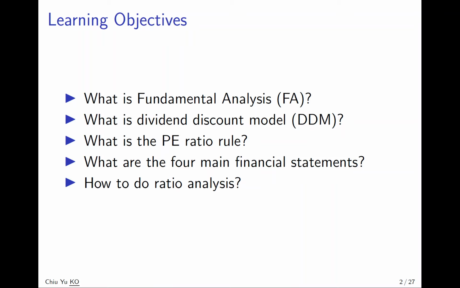But very often we may want to do in-depth analysis, and when you want to do more detailed analysis, you really need to look at more detail of the company. So you have to look at their financial statements, and we will go over very briefly the four main financial statements and understand them and try to get data from them. And that naturally leads us to ratio analysis.